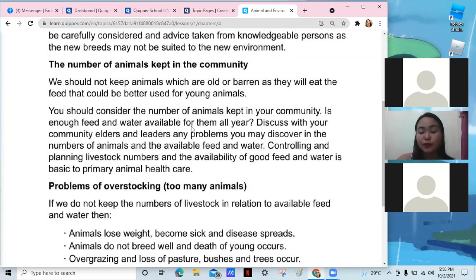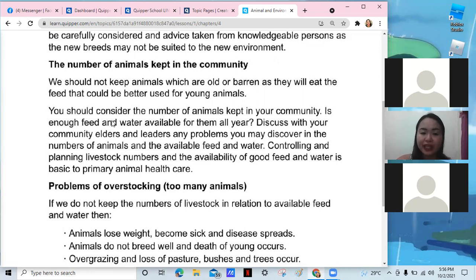So before, kung sobra kasi kung sobra din kasing old, ang animals which are for meat sana, dili na to patigulangan kay gahi na to na ilang meat and gahi na pud kaunon. So again, you should consider the number of animals kept in your community.